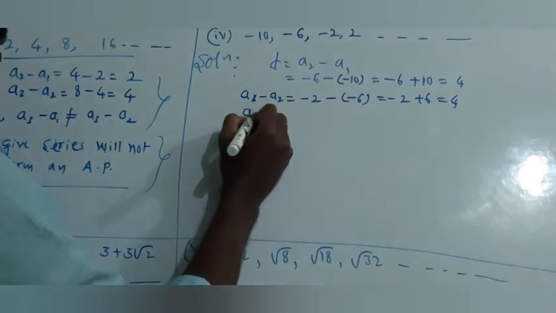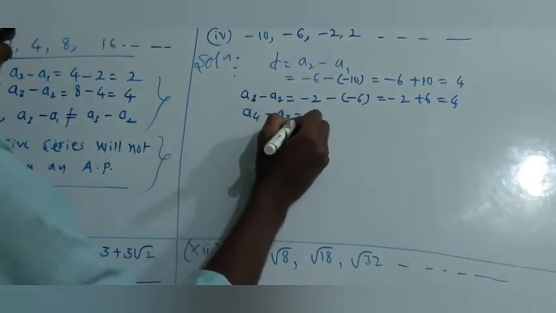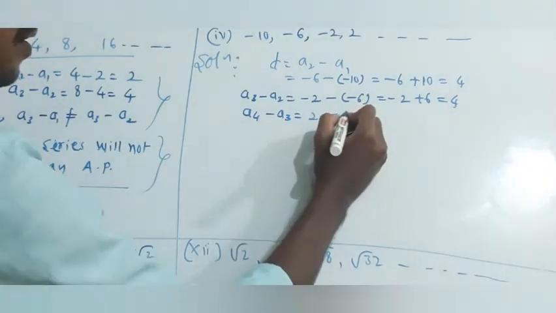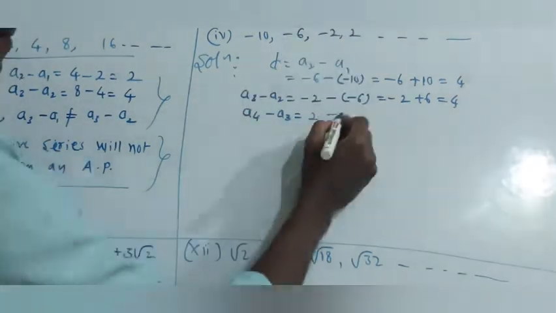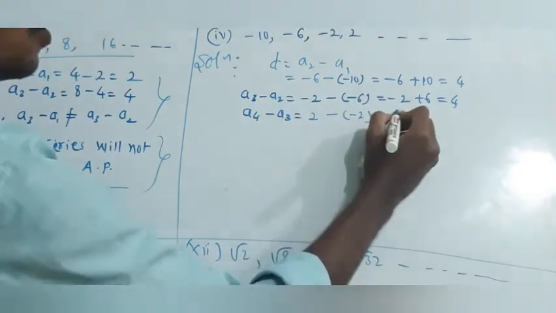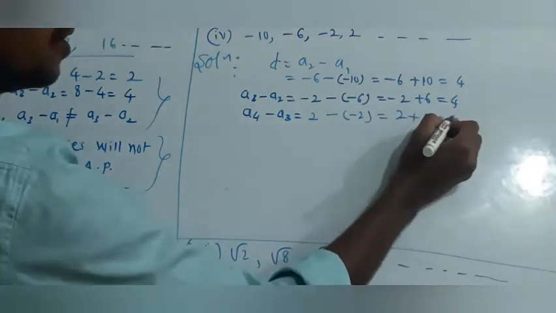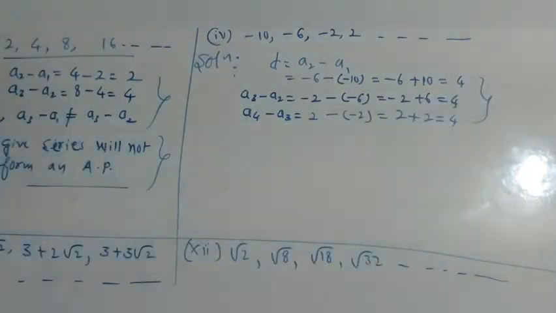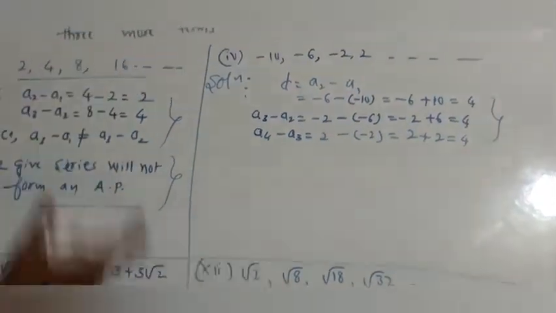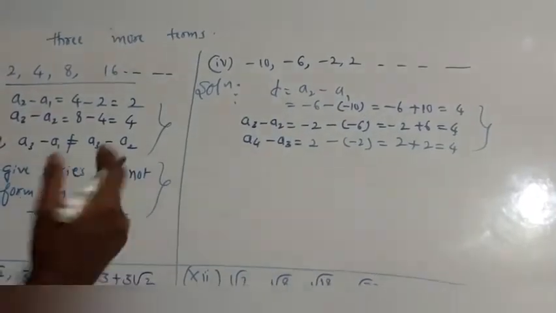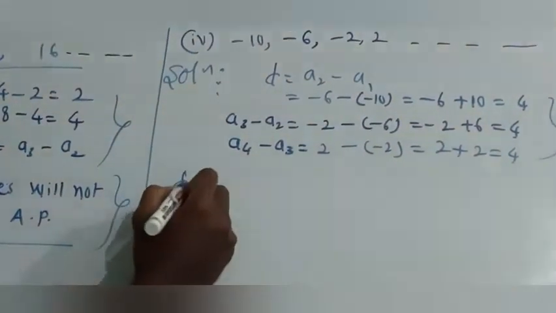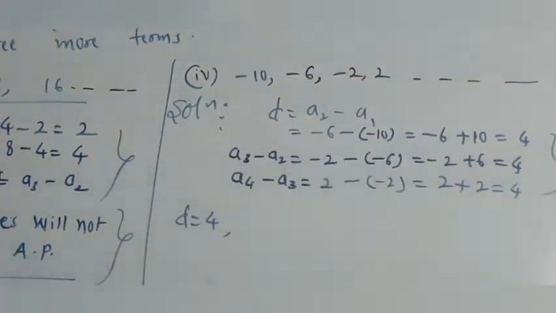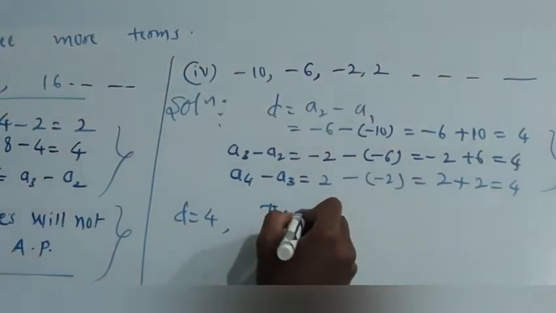Again, A4 minus A3 is equal to, what is A4 here? 2 minus of what is A3 here, minus 2, which is equal to 2 plus 2, which is equal to 4. See, since D is constant across the series, it forms an AP, therefore D is equal to 4. Now we need to write the next three terms.